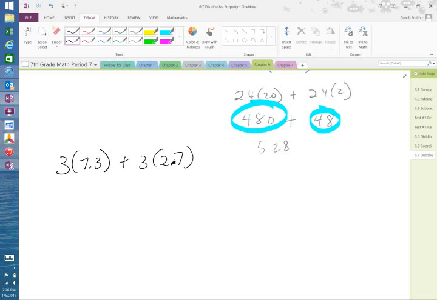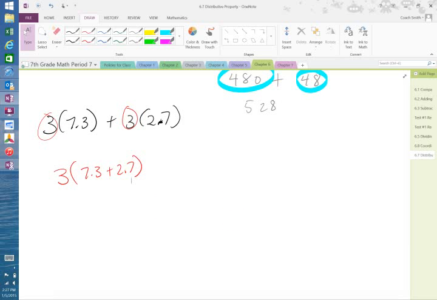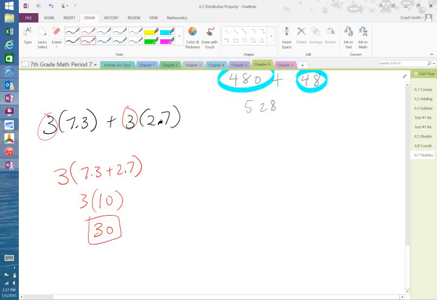I did 7.3. Right. And you got what? 10. Okay. Distributive property. Here is the common factor. Take it out and put it outside the parentheses. 7.3 plus 2.7 is equal to 10. 3 times 10 is 30. That is the distributive property. That is how you use the distributive property to evaluate.